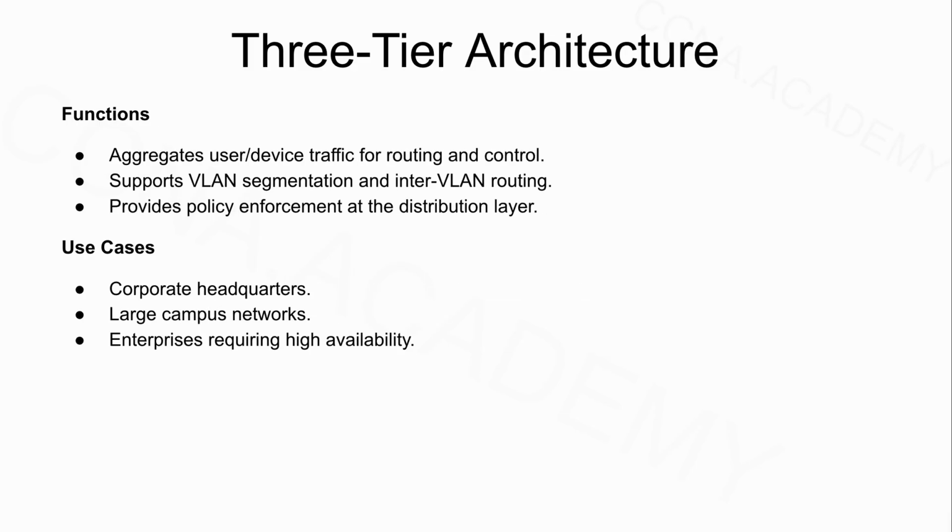In practice, the three-tier model separates local access traffic from backbone traffic, ensuring performance and fault isolation. It is widely used in corporate headquarters, university campuses, and large enterprises where growth, high availability, and performance are critical.